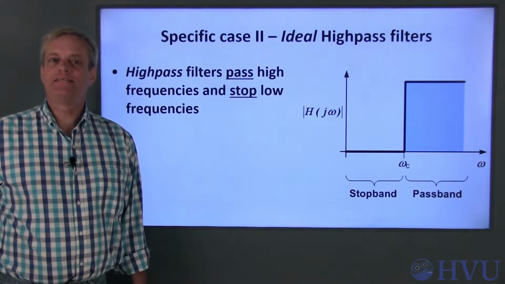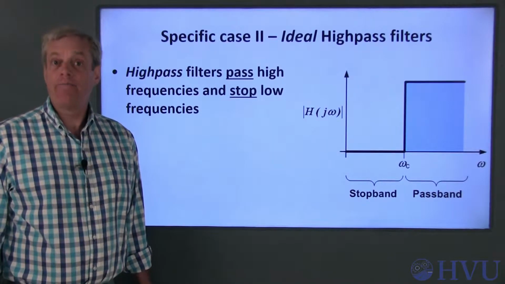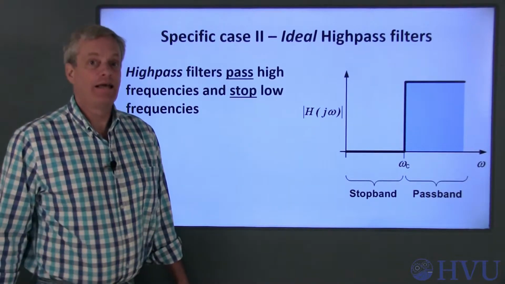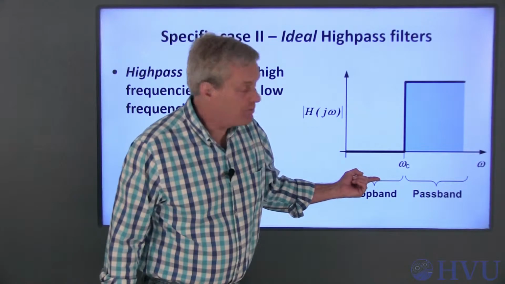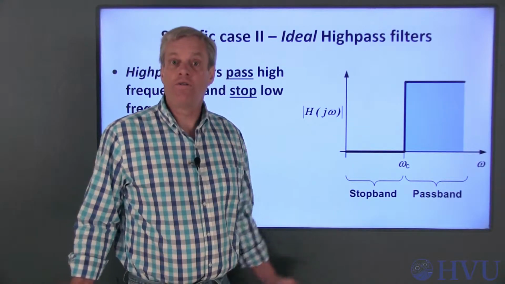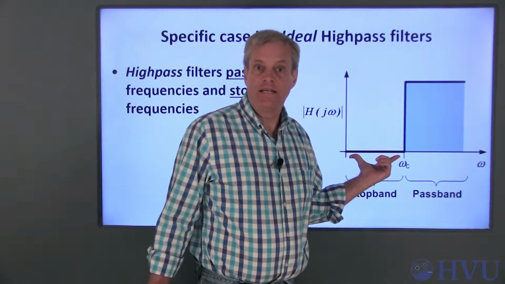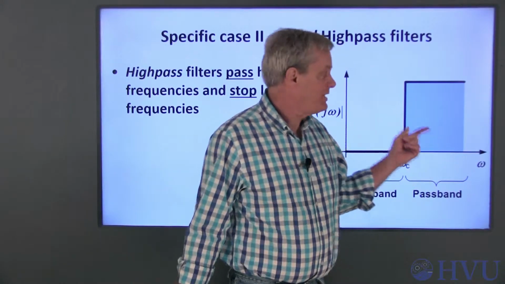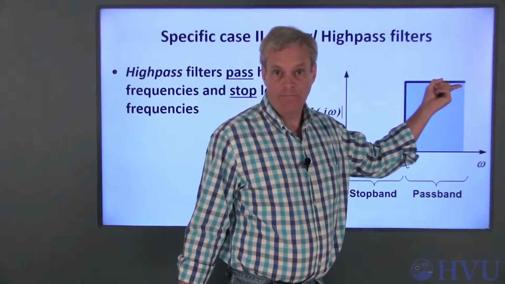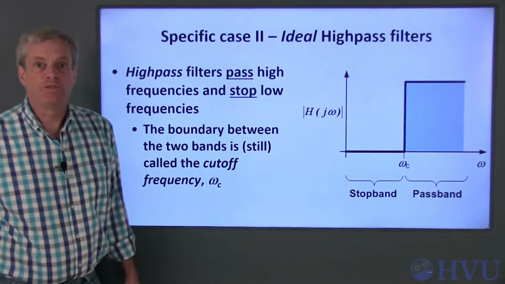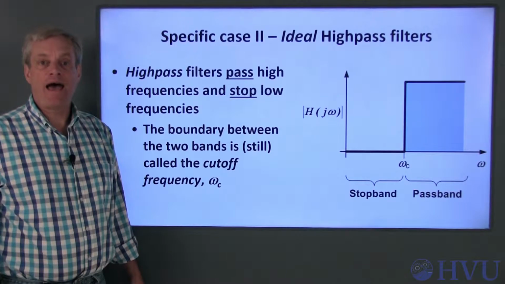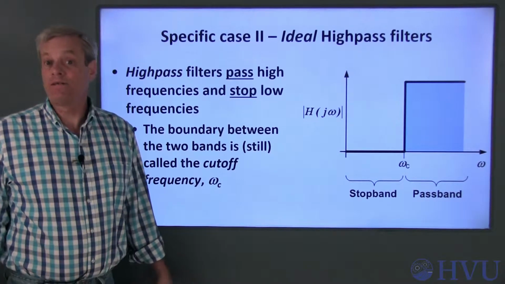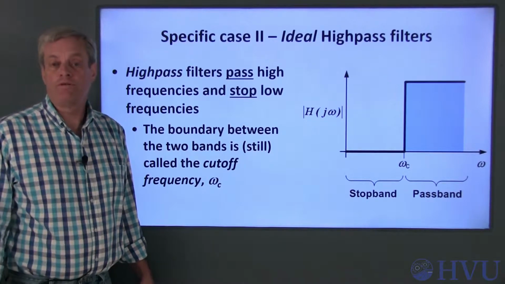Our second case is an ideal high-pass filter. High-pass filters pass high frequencies and stop low frequencies. An ideal high-pass filter has a magnitude response that looks like this. All the low-frequency inputs are completely eliminated by the filter, and high-frequency inputs are passed through with exactly the same multiplicative factor. As with low-pass filters, the transition frequency between the pass band and the stop band is denoted by omega sub c and is still called the cutoff frequency or the corner frequency.